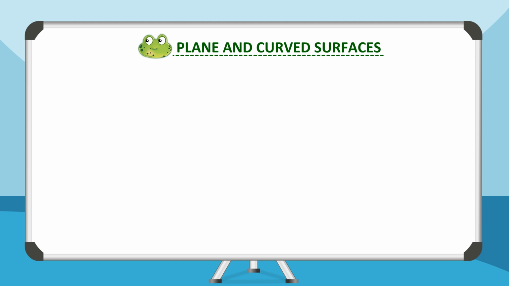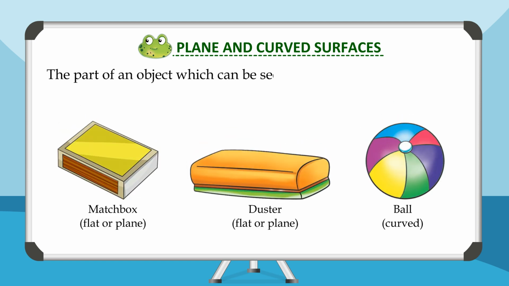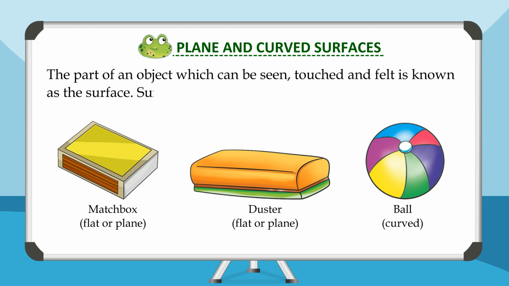Plane and curved surfaces. The part of an object which can be seen, touched, and felt is known as the surface. Surface can be plane, flat, or curved.